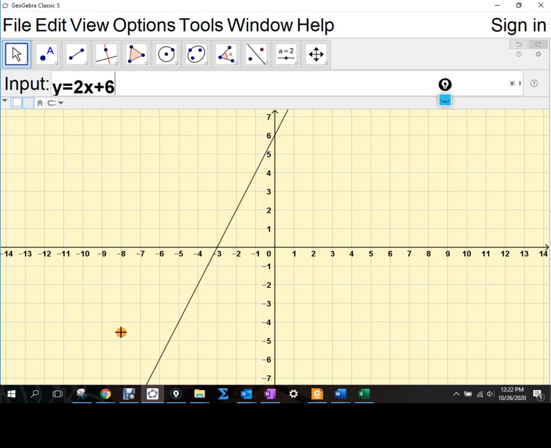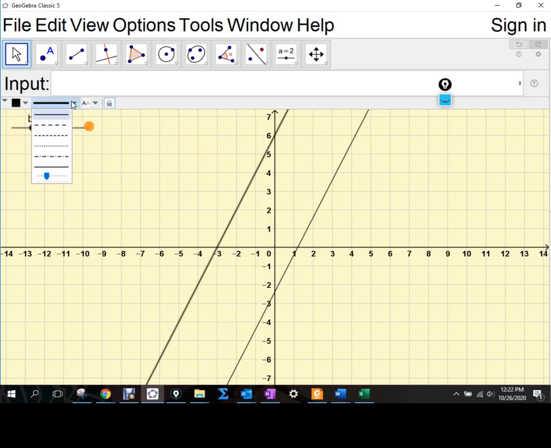If I use the same y-intercept, it's going to give me the same exact line, right? So we got y equals 2x plus 6, and y equals, let's say, 2x plus, I'm just going to write b here, and let me create a slider for b. And now, any one of those lines there is going to be parallel to that one, right? Okay.